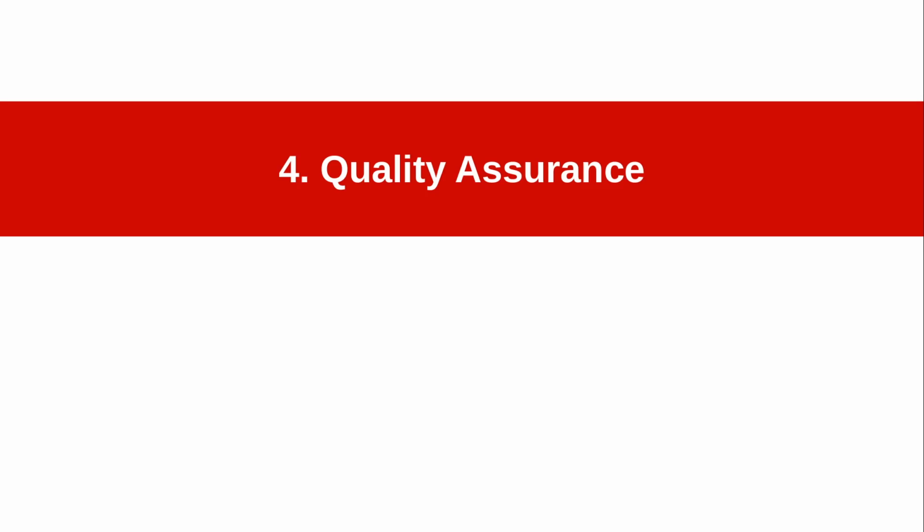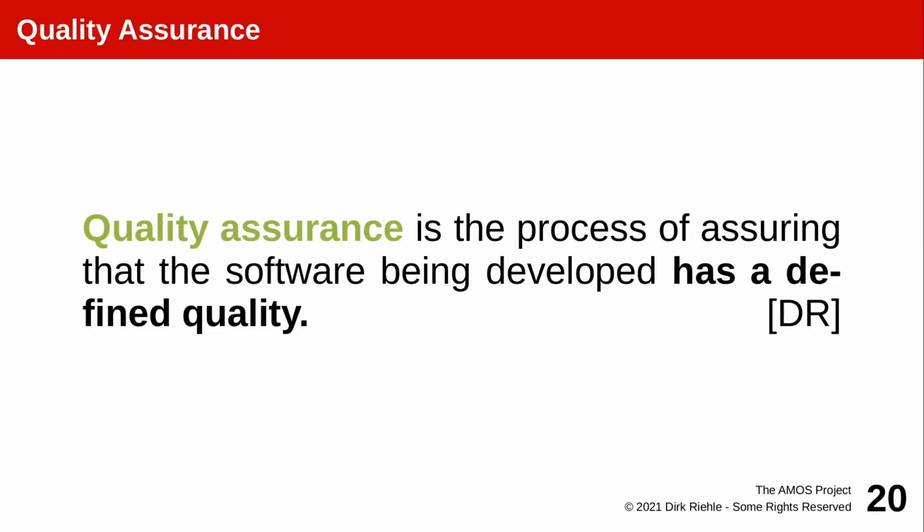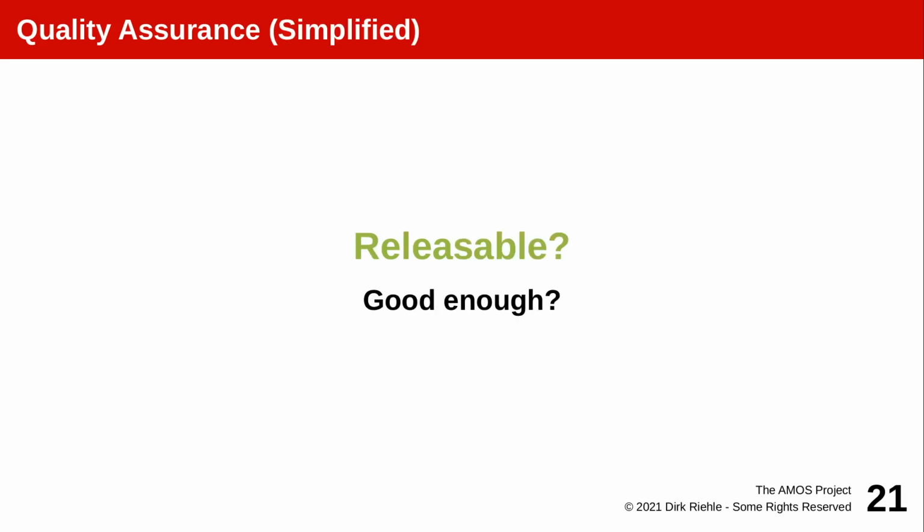The fourth function to look at in traditional companies is quality assurance. So quality assurance is the process and the people behind that process that make sure that the software under development has a defined quality, where defined means meets the expectations and needs. And hence the question is not how to make it perfect. The question is, is it good enough? Can we release it to the customer and it serves its purpose within the expectations? Or is it not good enough?